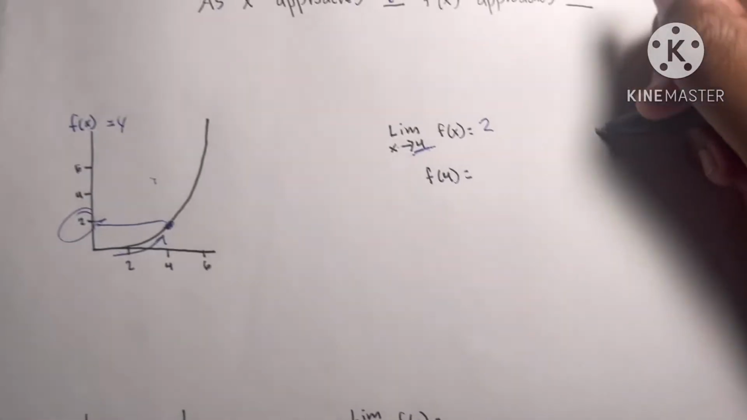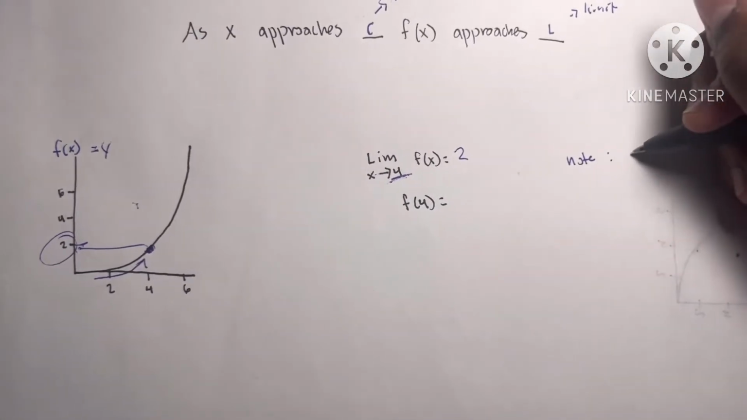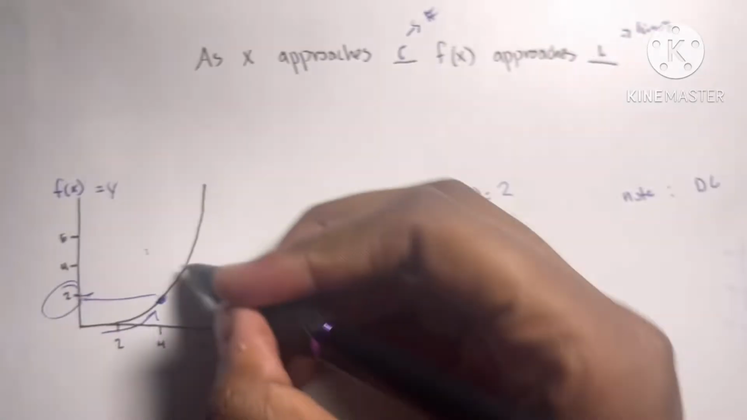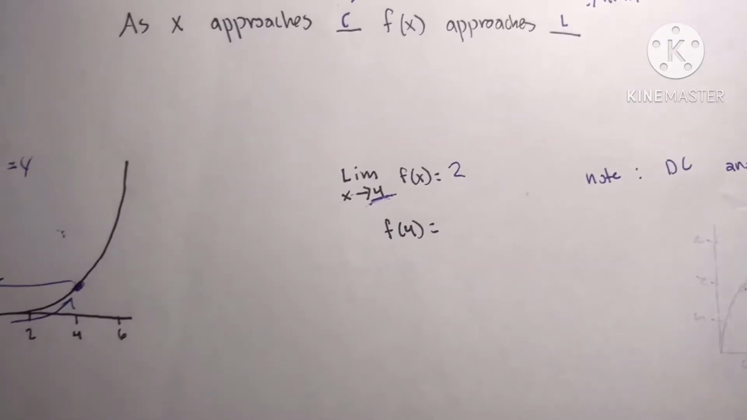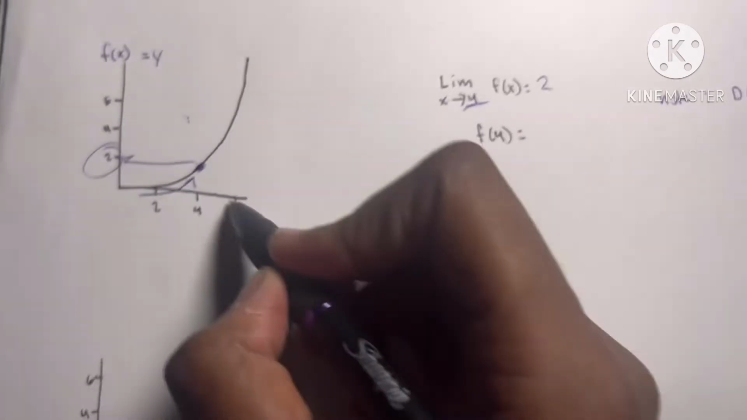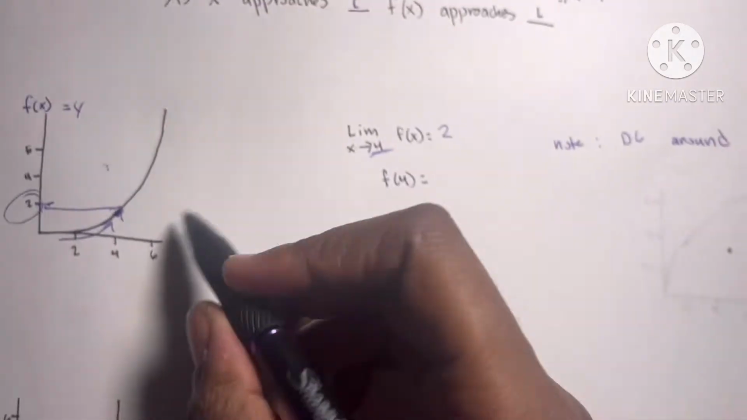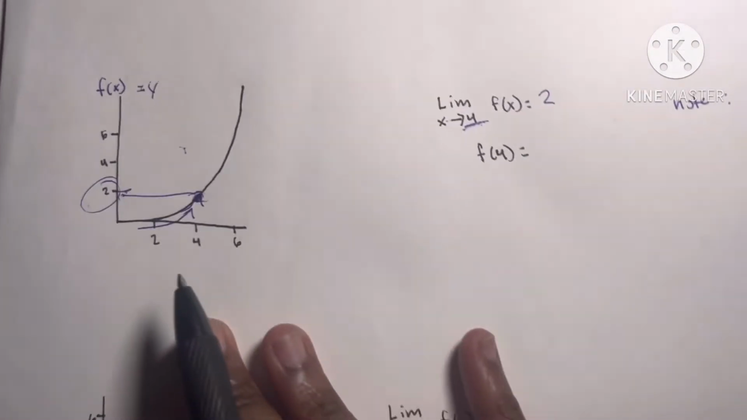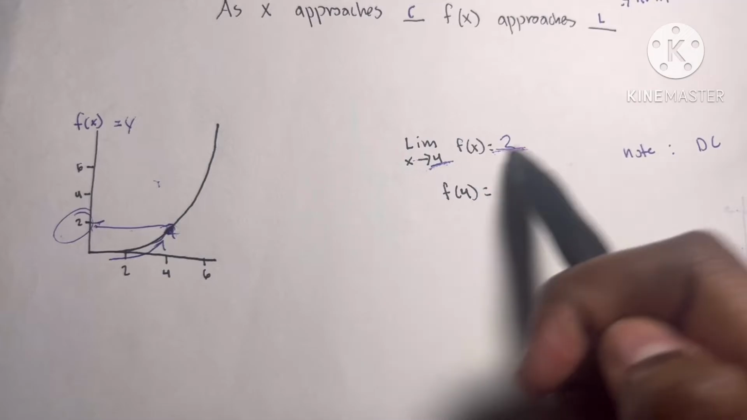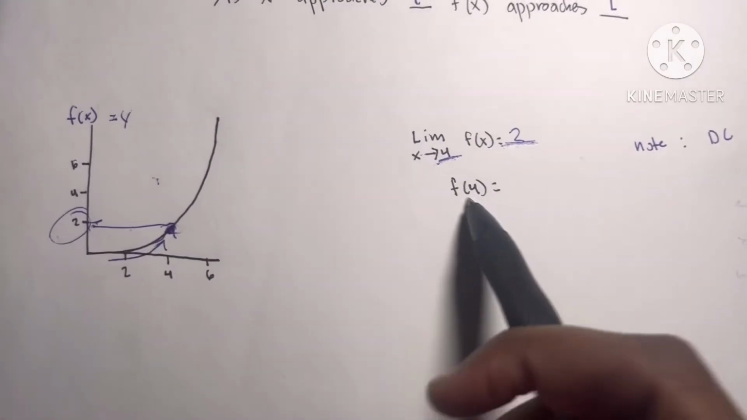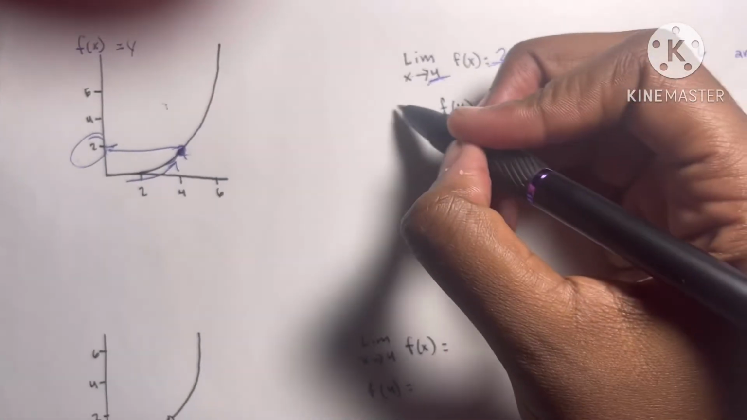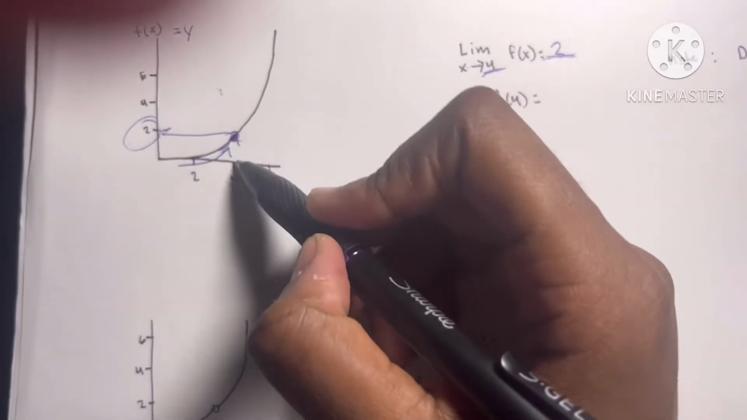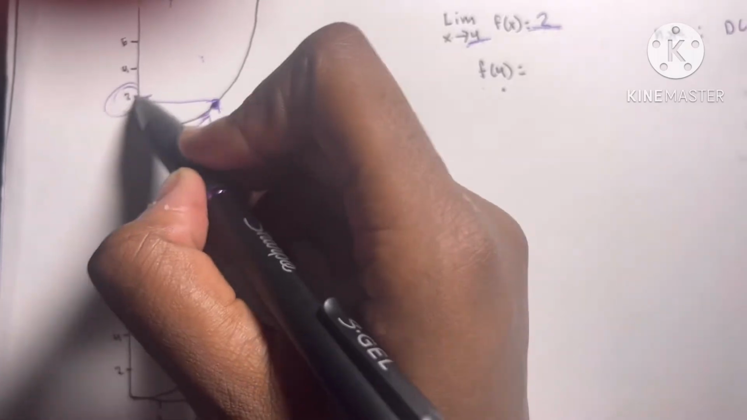A note for limits, they don't care what's around, jumping, a hole, or whatever the case might be in your graph. They just care what number it's approaching. So a number cannot be there at all, and it will still be approaching that f of x. For the next problem, it'll be just asking what f of 4 is. F of 4 equals 2.